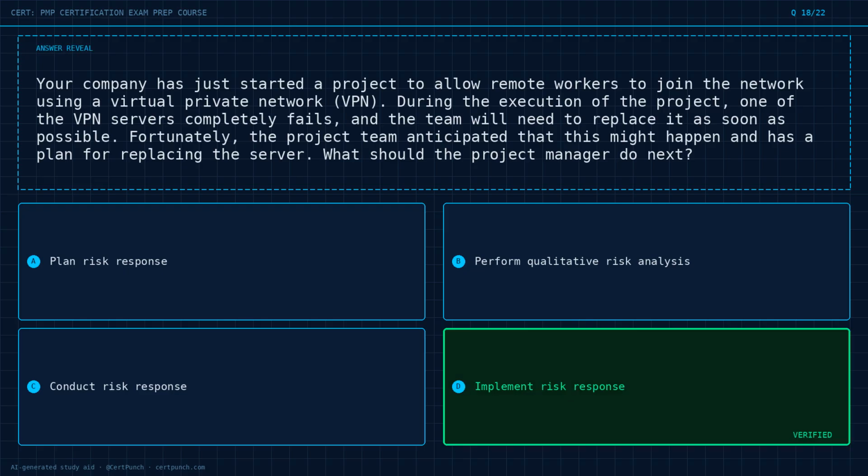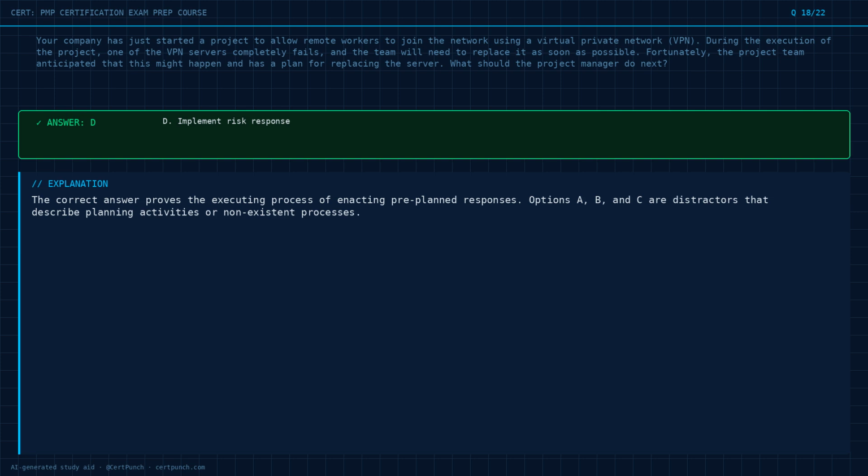The answer is option D. What the exam tests here? The correct answer proves the executing process of enacting pre-planned responses. Options A, B, and C are distractors that describe planning activities or non-existent processes.